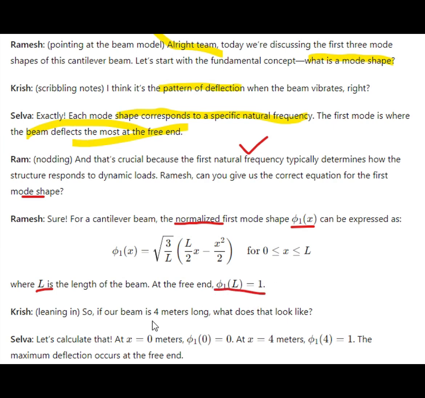So if our beam is 4 meters long, what does that look like? At x equals 0, phi 1 of 0 is 0. At x equal to 4 meters, phi 1 of 4 is 1. The maximum deflection occurs at the free end. There is an important thing we need to note: there is a difference between the first mode shape and the normalized first mode shape.